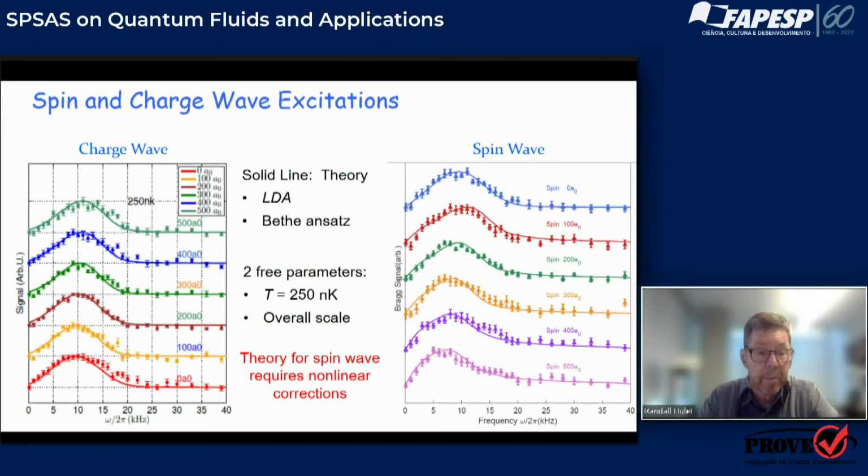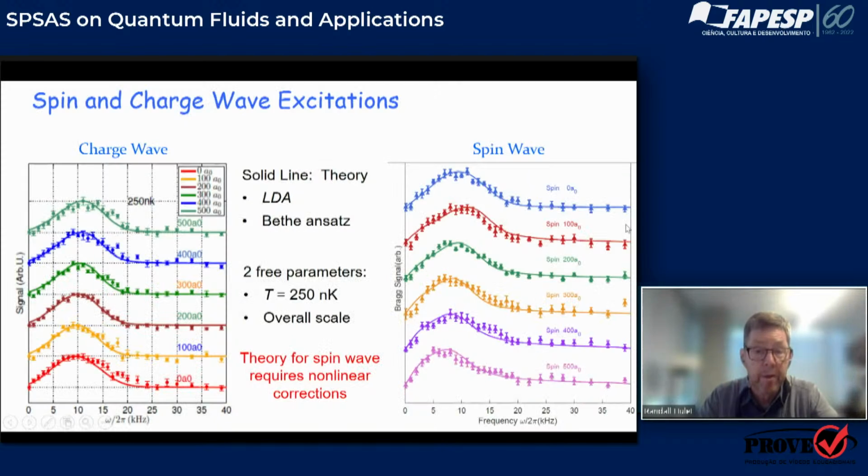The kind of reddish brown one is 200 Bohr. The green one is 300, 400, and 500. And as you go up in interaction, if you look very closely, you can see that the peak is moving to higher frequencies. And the frequency corresponds to the speed, because the momentum is fixed. The peak frequency actually corresponds to the peak speed of the gas, and the most likely speed in the gas.